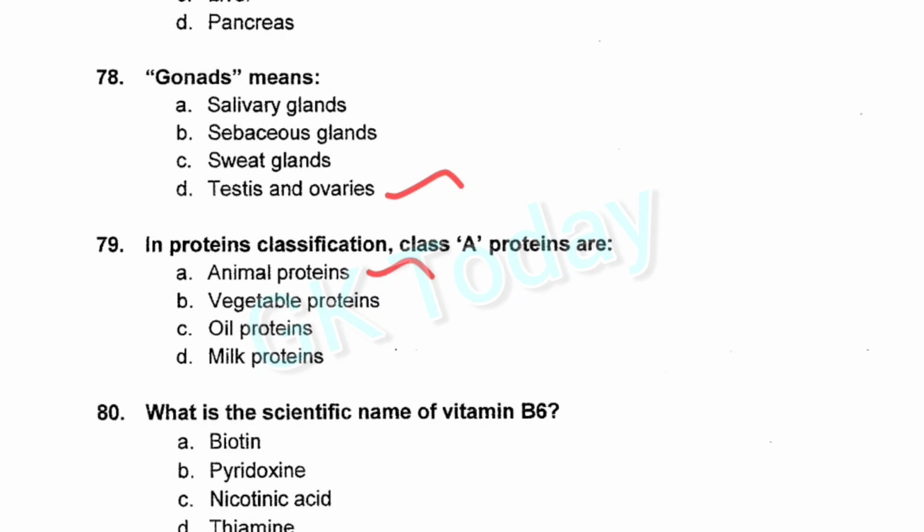Question number 80. What is the scientific name of vitamin B6? Correct answer is option B, pyridoxine. Vitamin B6, pyridoxine.